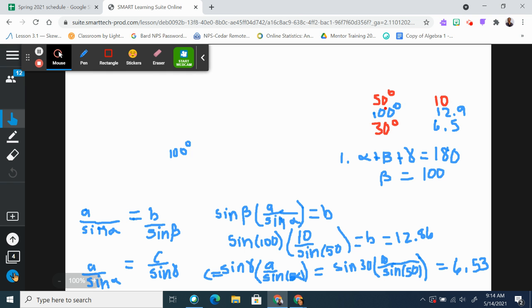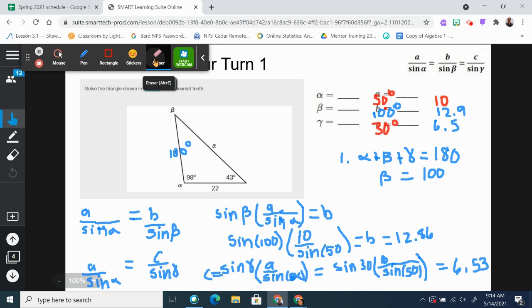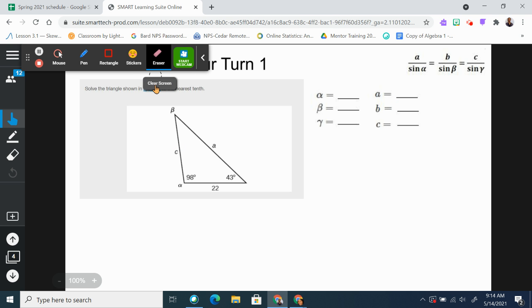So I'm just going to move over to the next slide. And let's clear this screen. So now you're going to solve your own triangle. So again, you're just to solve the triangle to the nearest tenth. You're going to find your alpha, beta, gamma. Make sure you have all three angles, all three sides, and you're going to use that law of sines in order to find all three sides.